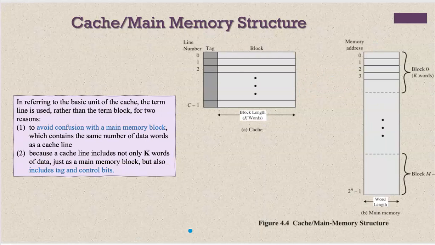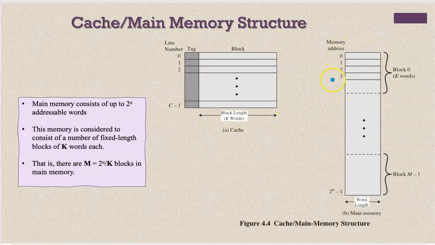In referring to the basic unit of a cache, the term line is used rather than the term block for two reasons: to avoid confusion with the main memory block. They have the same length, but we are going to call them line. This is the same length, this is the same length, but one is called block, the other is called line. Because a cache line includes not only k words of data, just as a main memory block, but also includes tag and control bits. So the cache structure is slightly different in the sense that it has the line size, tag, and also control.